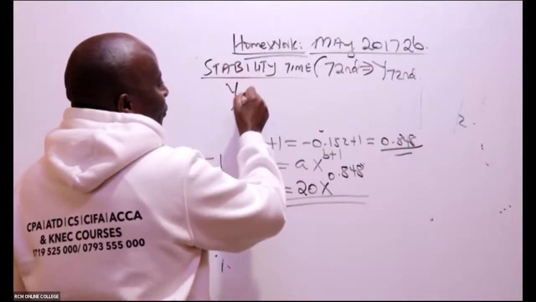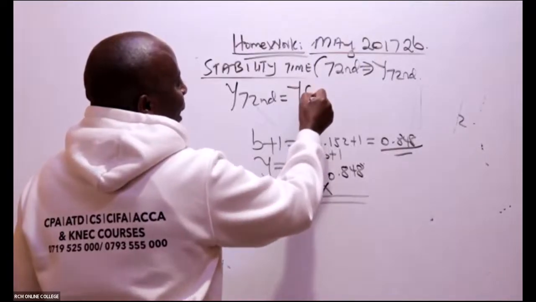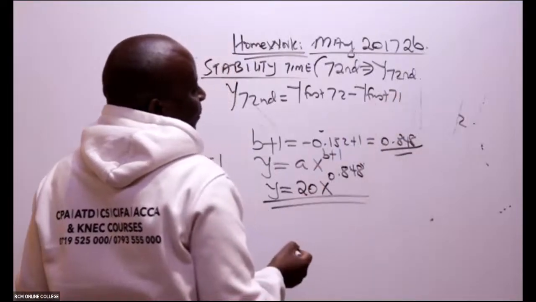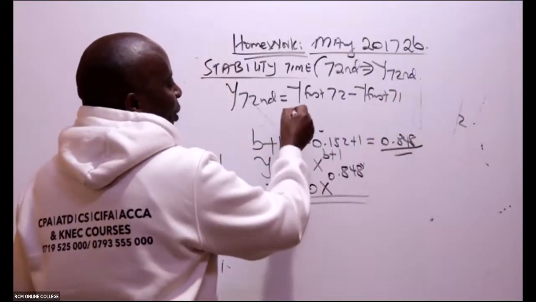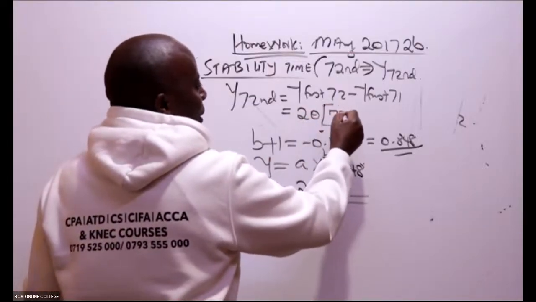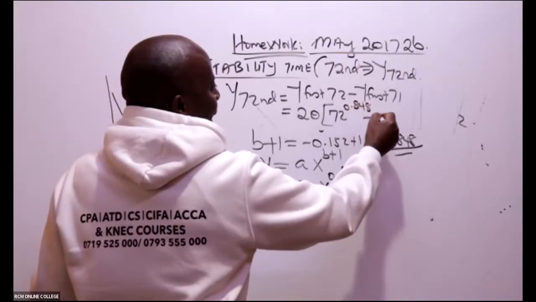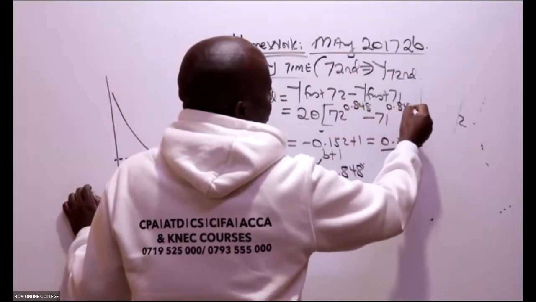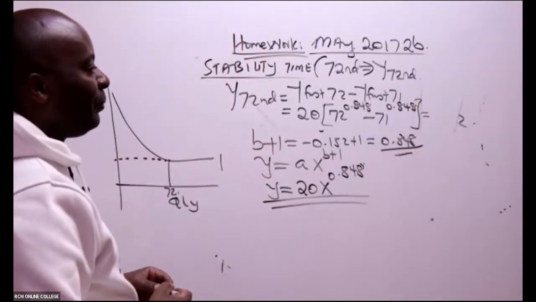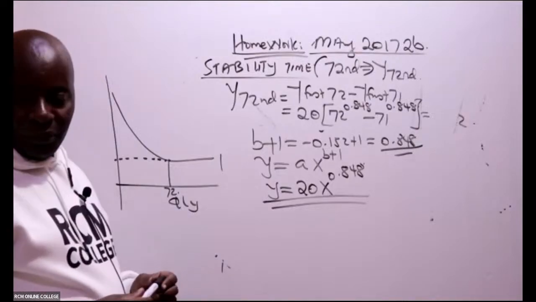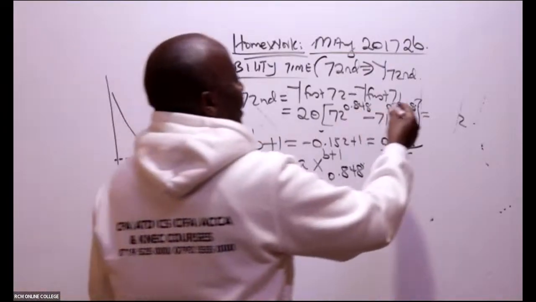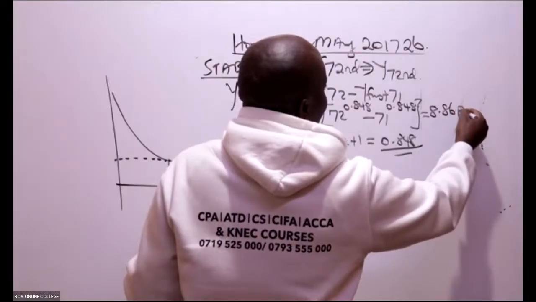So then this Y 72nd will be Y first 72 minus Y first 71. So put in 20: 72 raised to 0.848 minus 71 raised to 0.848. So is there somebody who could be having this? It's 8.86 per unit, because it's only one unit.